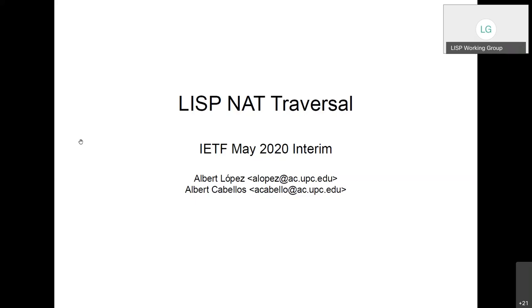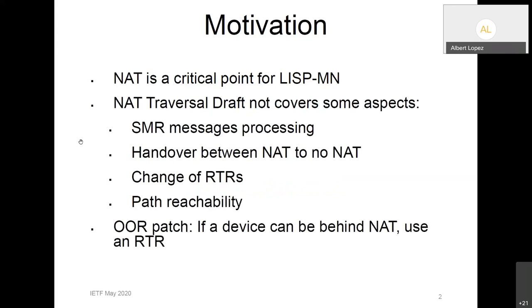Okay. Hello, everyone. My name is Albert Lopez, and I will present some corner cases that we have found studying the NAT traversal draft while we were implementing it on OOR. NAT is a critical point for mobile node devices that are constantly moving and changing their endpoint connection. Usually, Wi-Fi and LTE connections are behind NAT. So it is critical to have a robust protocol covering all corner cases.